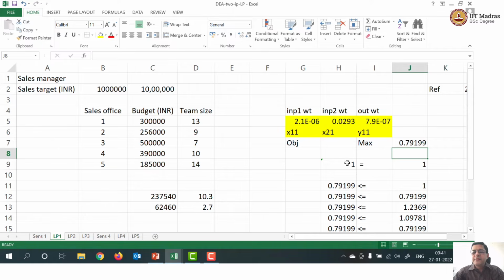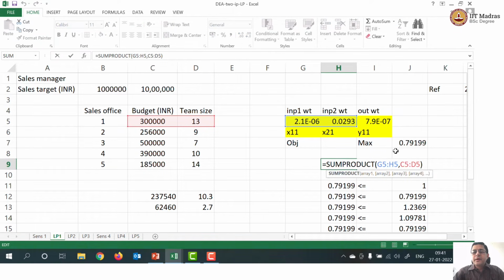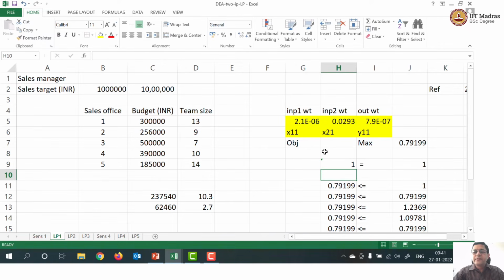Now, what is the first constraint? First constraint is the normalization of the denominator. What is the denominator? Denominator is the weighted input. Now, what is weighted input? Input weight number 1 multiplied by the first input, input weight number 2 multiplied by the second input, and there is a sum product function for that. I am very sure you are aware of this. So this is going to be the left hand side of your normalizing constraint, and the denominator has to be normalized to 1. Therefore, this becomes our first constraint.